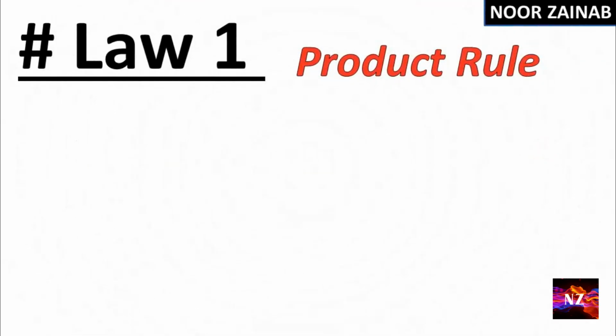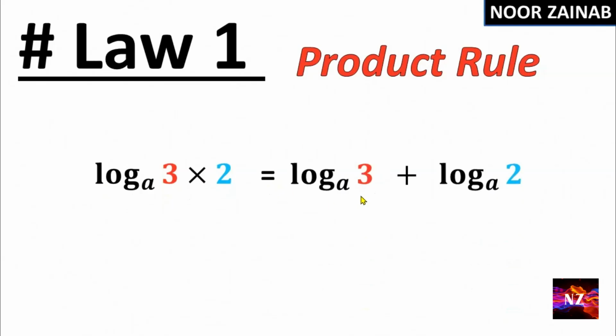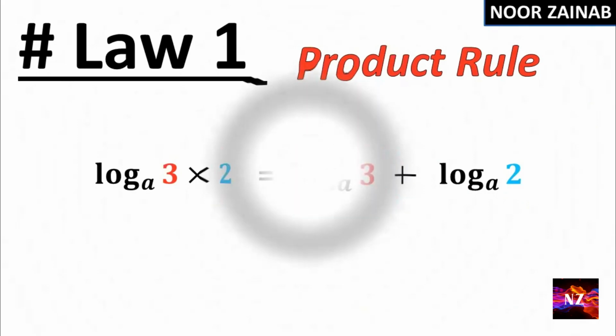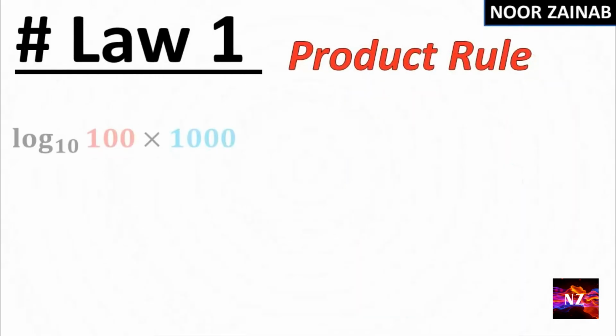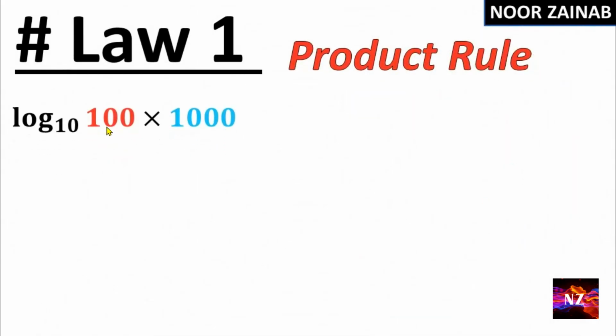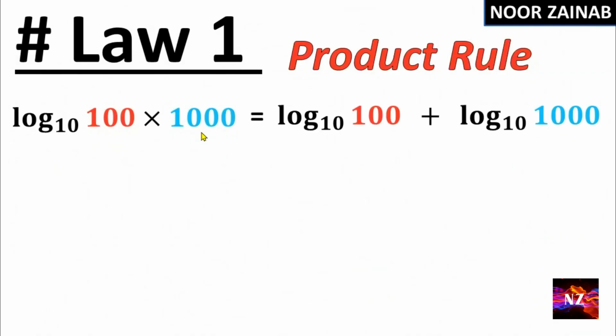Let's suppose we have to find the logarithm of 3 times 2 with the base a. The log of 3 multiplied with 2 can also be written separately by adding the log of 3 with the log of 2, both having the same base a. Similarly, now if we solve an example with the base 10, let's suppose we multiply 100 with 1000. We can write it separately with the same base 10 and adding both the logarithms.